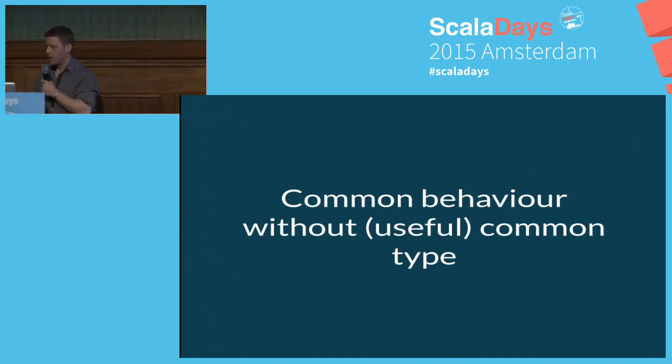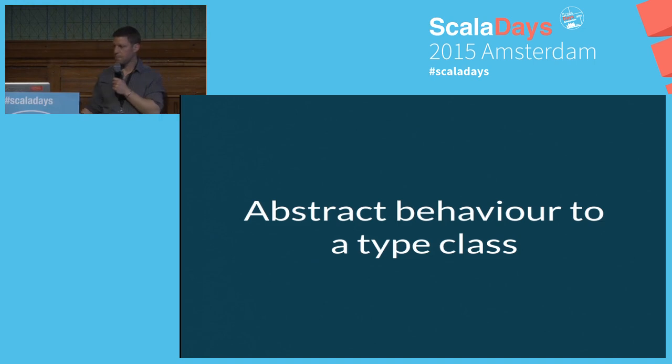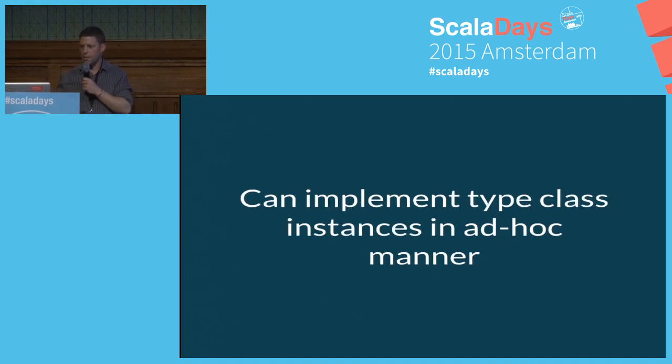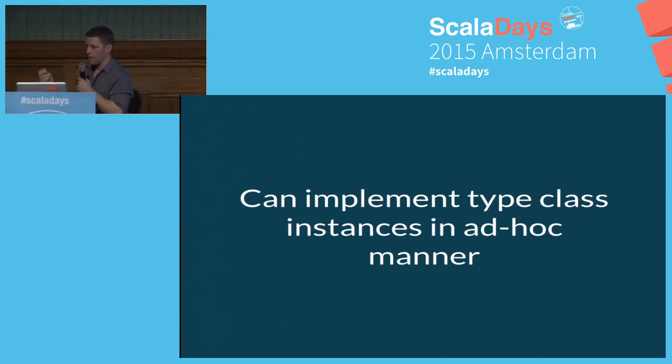So when you have that situation, you can abstract that behavior out to a type class. That's the tool to use there. And then what type classes allow you to do is implement this behavior in an ad hoc way. So you can basically pick and choose the types of the classes for which you're implementing behavior without having some kind of class hierarchy uniting them. That's all I'm going to say about type classes now.